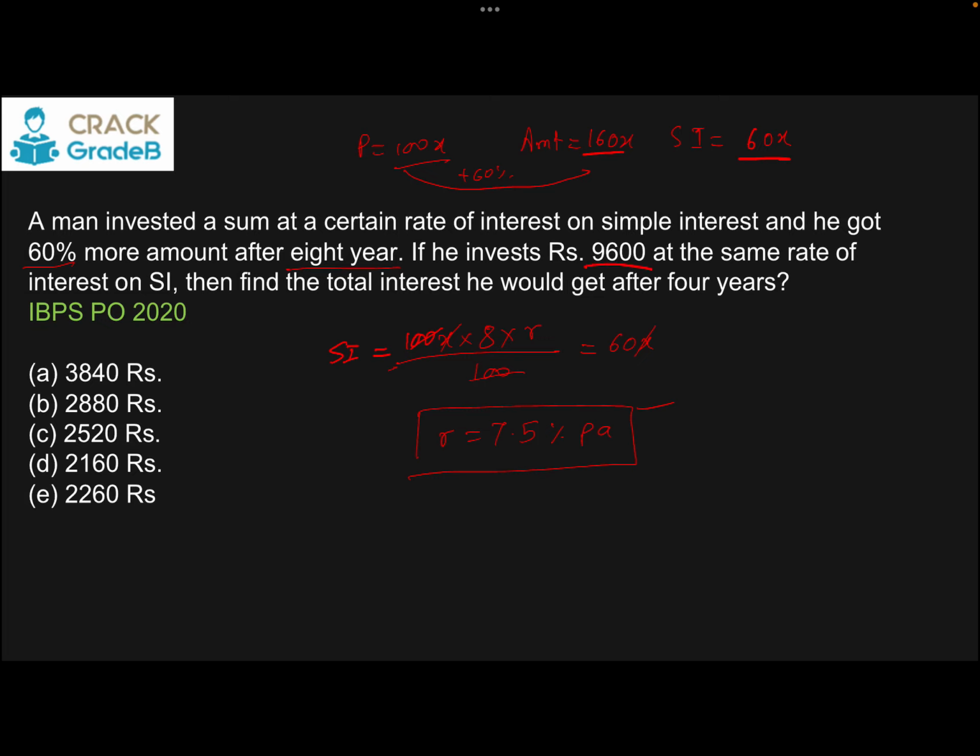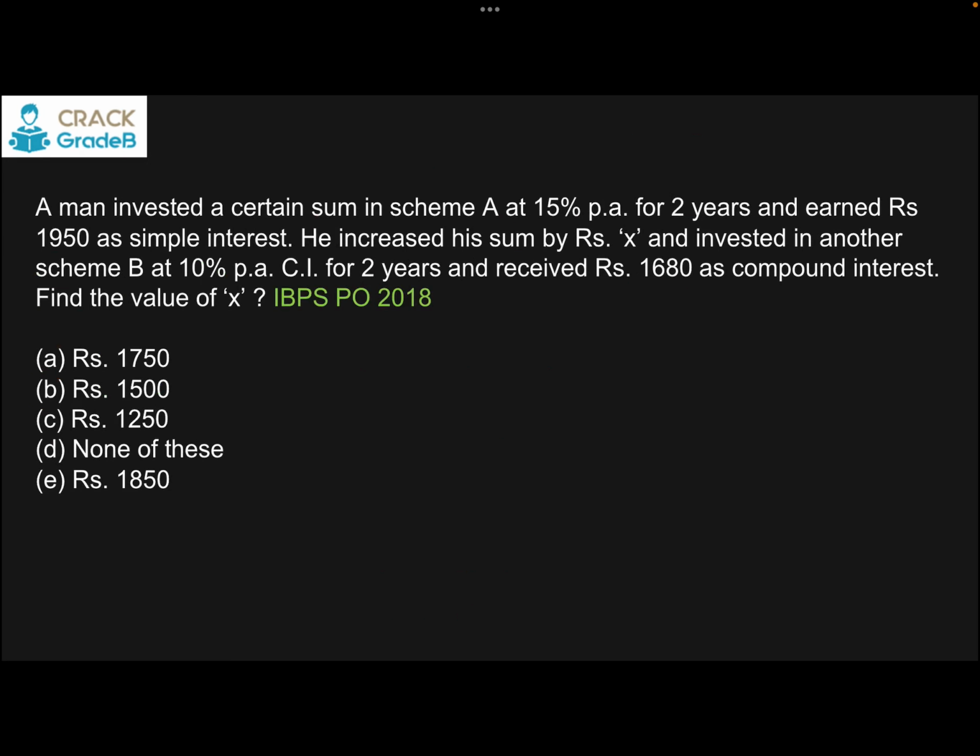Now with the same rate of interest, if we invest 9600 for 4 years, they are asking what is the interest. So again we can use the formula. Simple interest is P into number of years into rate of interest upon 100. So 0 can get cancelled. So this is going to be 96 into 30. So the answer will be 2880. I think it is a simple formula based question and it is easy.